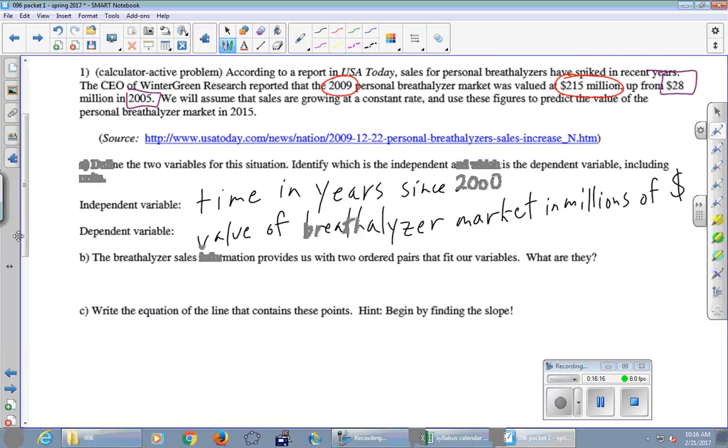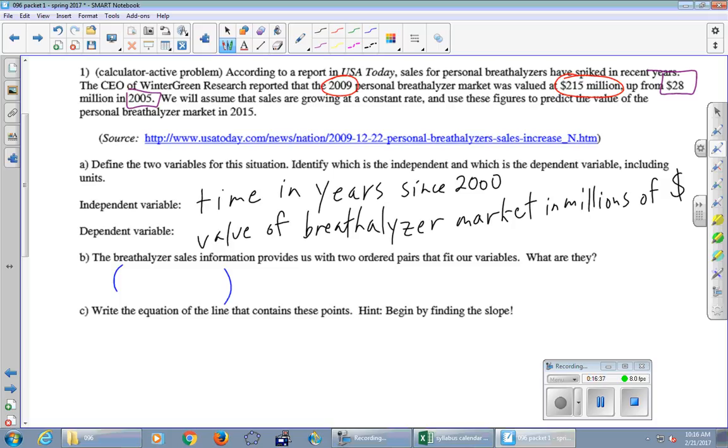Okay, so you take your time, you write down two very clear, well-defined variables. And then we move on to B. It says the breathalyzer sales information provides us with two ordered pairs. Let's write down the coordinates of those two ordered pairs. Remember, first one is time. I've got stuff circled in red for the first point.